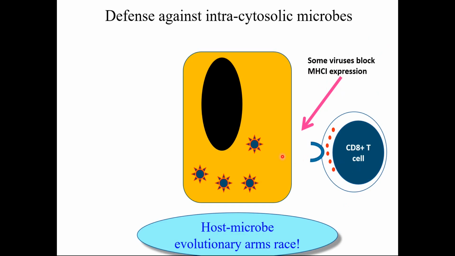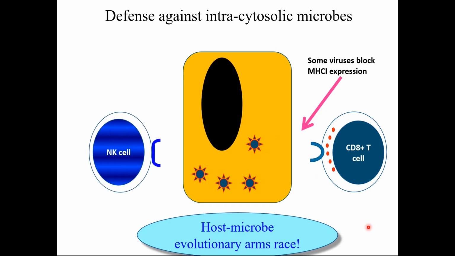So this is an example of an evolutionary arms race. Our mechanism for killing virus-infected cells was detecting MHC molecules with the peptide and lysing the target cell. Now some viruses have come up with a way to downregulate the number of MHC molecules, and in that way they have protected themselves from the cytotoxic activity of T cells. So what has been the countermeasure from our side? The countermeasure from our side again comes from NK cells.